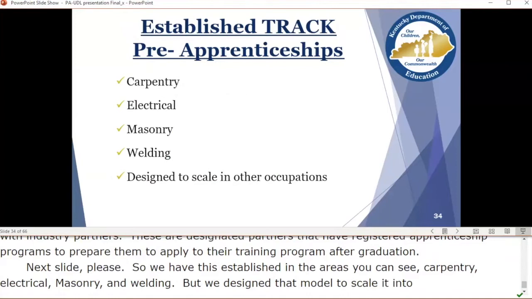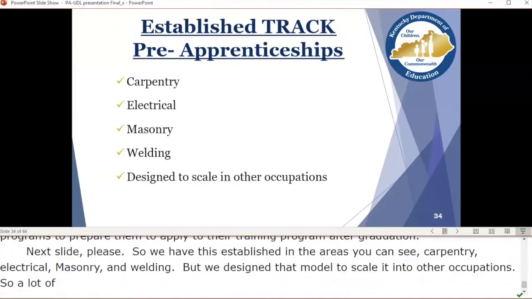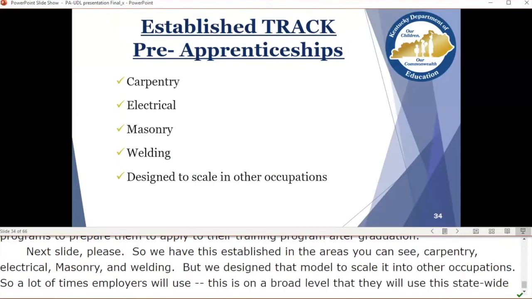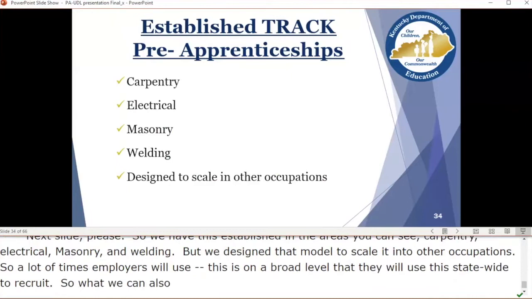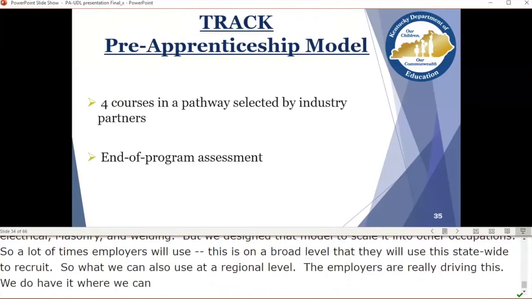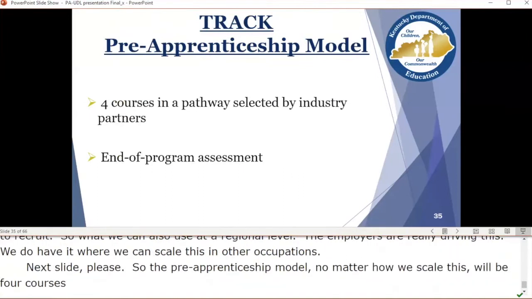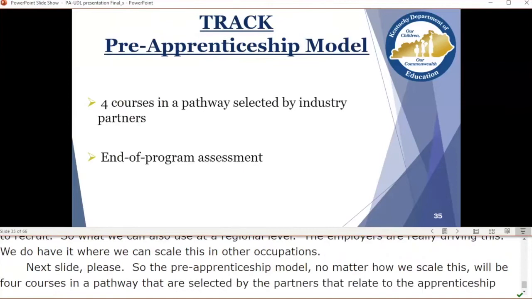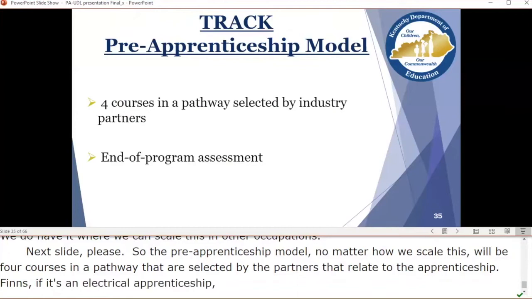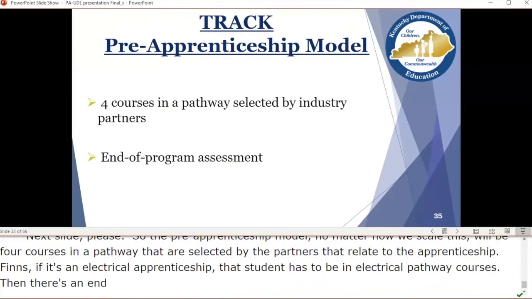A lot of times employers will use this on a broad level, statewide, to recruit. We could also use it at a regional level, and really the employers are the ones driving this. So we can scale this into other occupations. Next slide, please. So the pre-apprenticeship model, no matter how we scale this, will be 4 courses in a pathway that are selected by the partners that relate to the apprenticeship. For instance, if it's an electrical apprenticeship, that student has to be in electrical pathway courses. And then there's an end-of-program assessment that goes along with the pathway. Next slide, please.